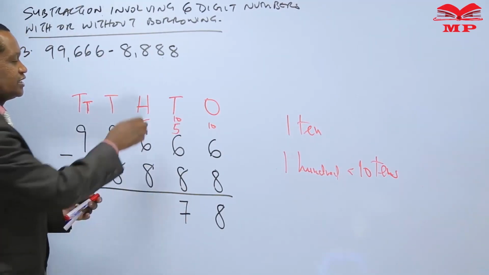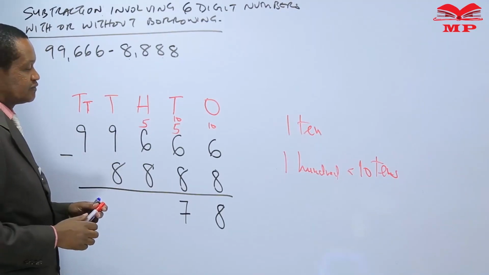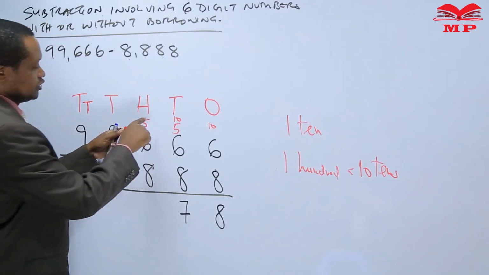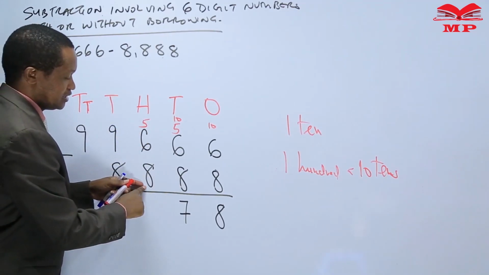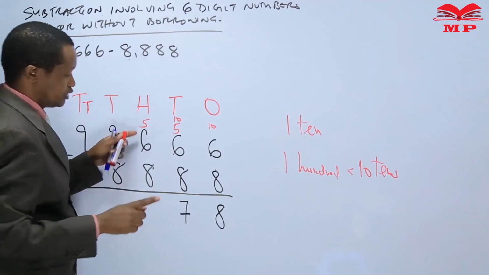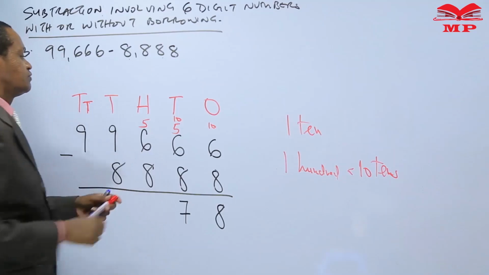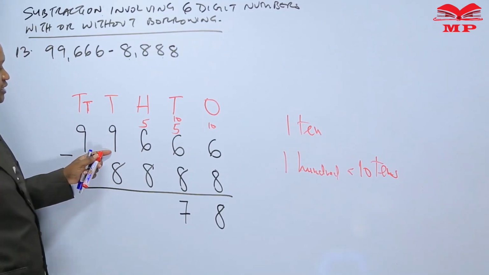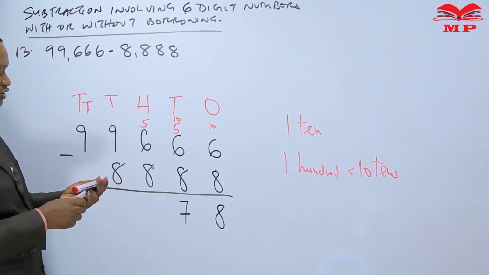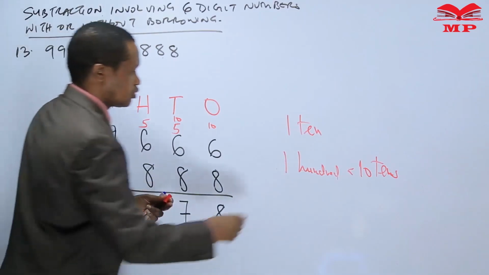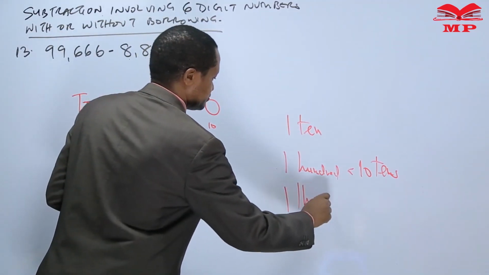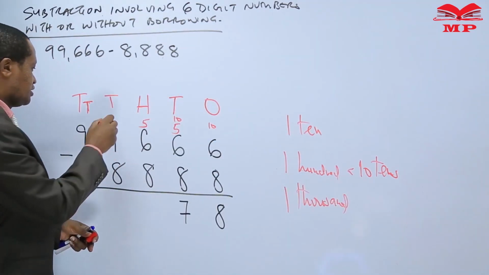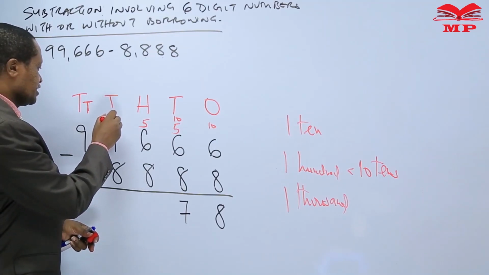We now subtract the hundreds. So far we have 5 hundreds. We need to subtract this 8 hundreds from 500. It's not possible because 8 is greater than 5. We'll have to borrow from the thousands. There are how many thousands here? 9 thousands. We borrow 1,000. We are borrowing 1,000 from the 9,000, leaving 8,000.